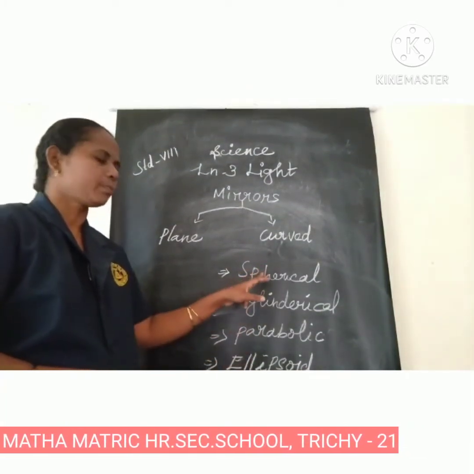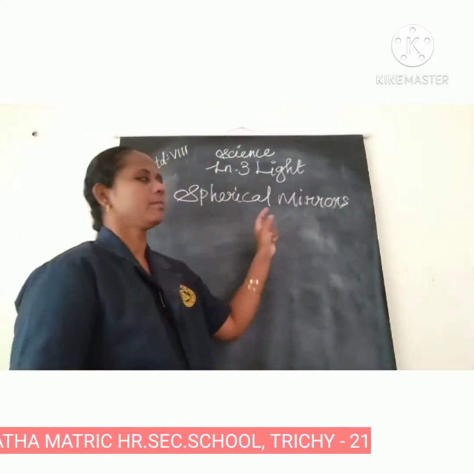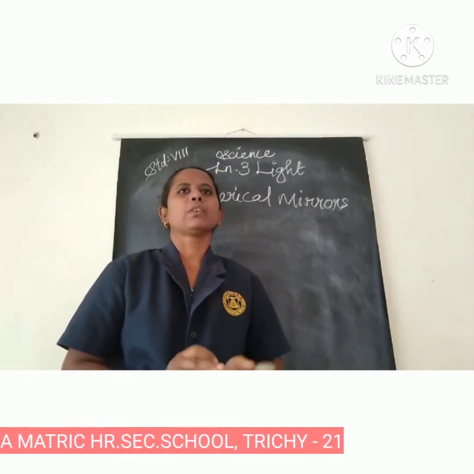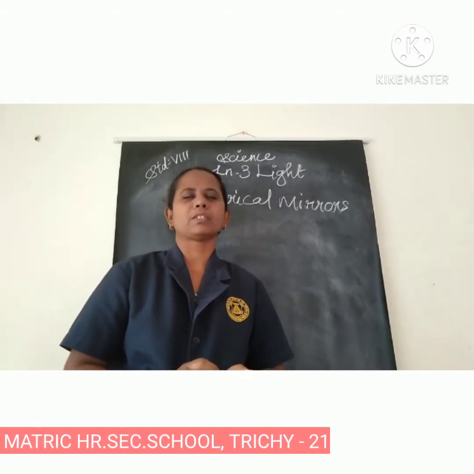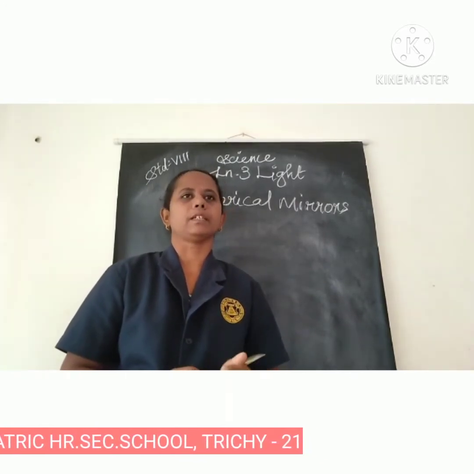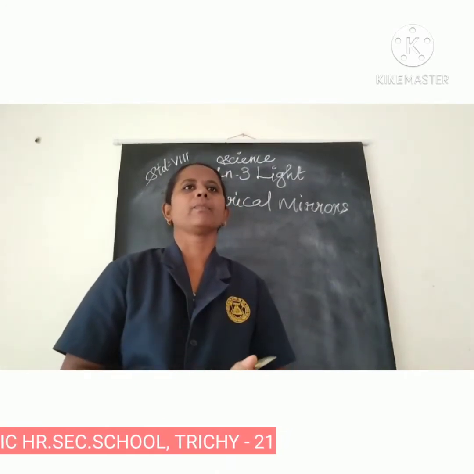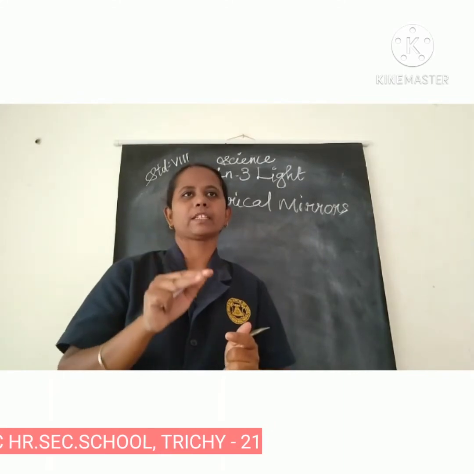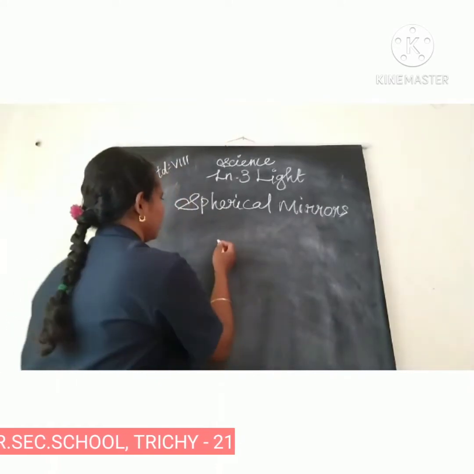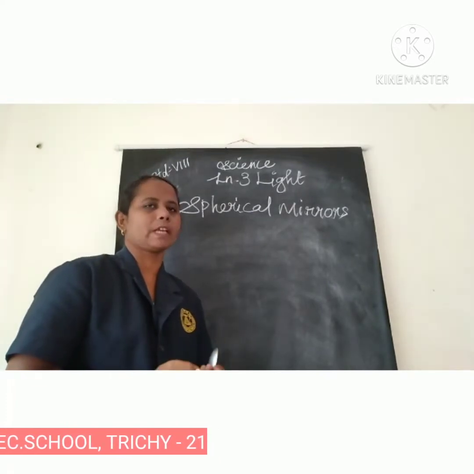Let us see the topic spherical mirrors. The spherical mirrors are one form of the curved mirrors. If the curved mirror is a part of a sphere, it is called a spherical mirror. One side of the mirror is silvered and the other side reflects the light. There are two types of spherical mirrors, concave mirrors and convex mirrors.